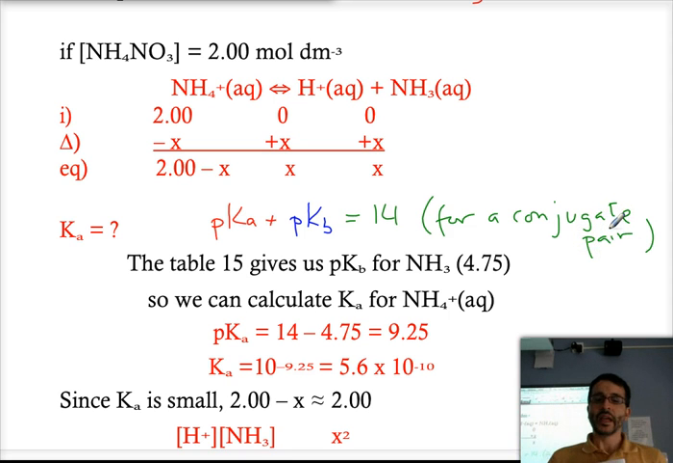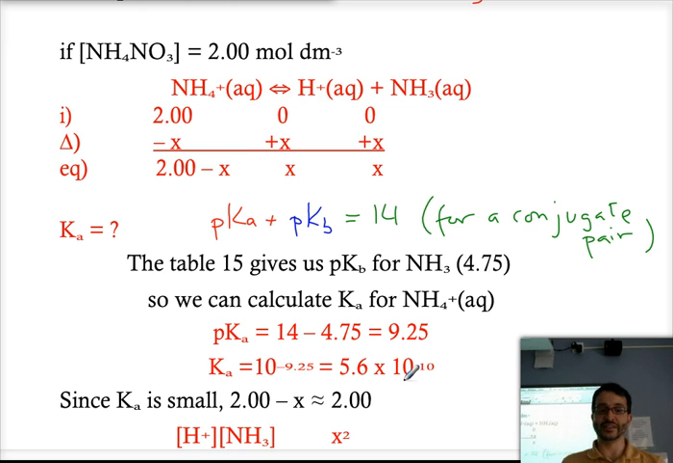And so if we have data for the weak bases, we can calculate the value of Ka for the conjugate acid. So we take the value. The pKb for ammonia is 4.75. We can calculate that the pKa then will be 9.25, and 10 to the negative 9.25 is going to be equal to the Ka, and that equals 5.6 times 10 to the negative 10.